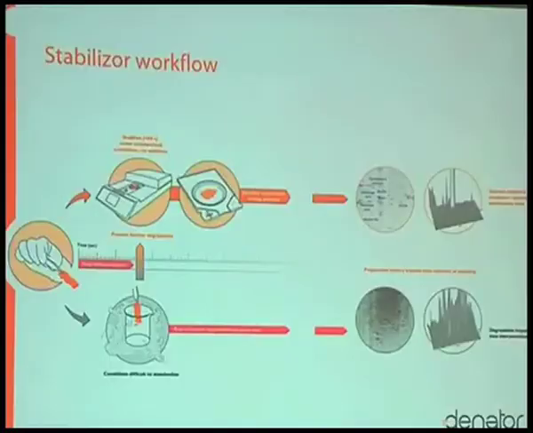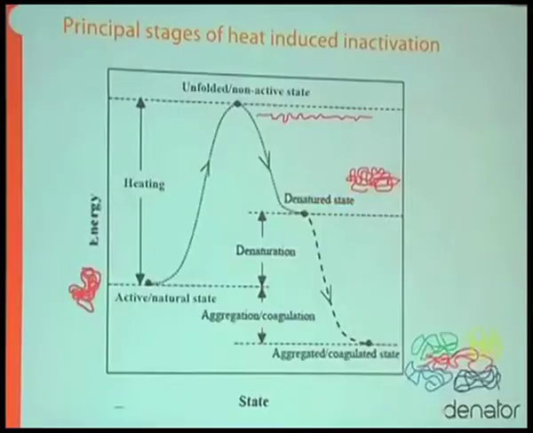It's also possible to use it with frozen samples, so that you freeze the sample rapidly after excision and transfer it frozen. When you have it with the instrument, it's brought in frozen and heated directly from the frozen state. What happens in the sample itself is that enzymes are proteins and they have a 3D fold, and this 3D fold is very important for the activity.